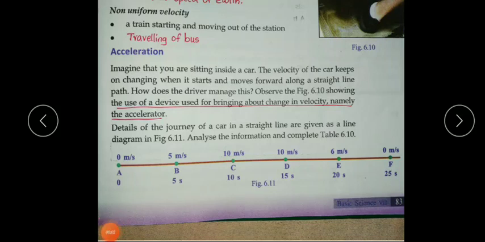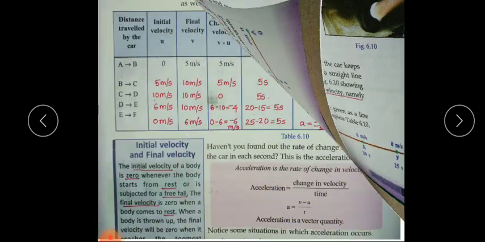So open your textbook, page number 83. Here you can see one problem. Details of the journey of a car in a straight line are given as a line diagram. Analyze the information and complete the table. So based on this information, we have to complete the table.